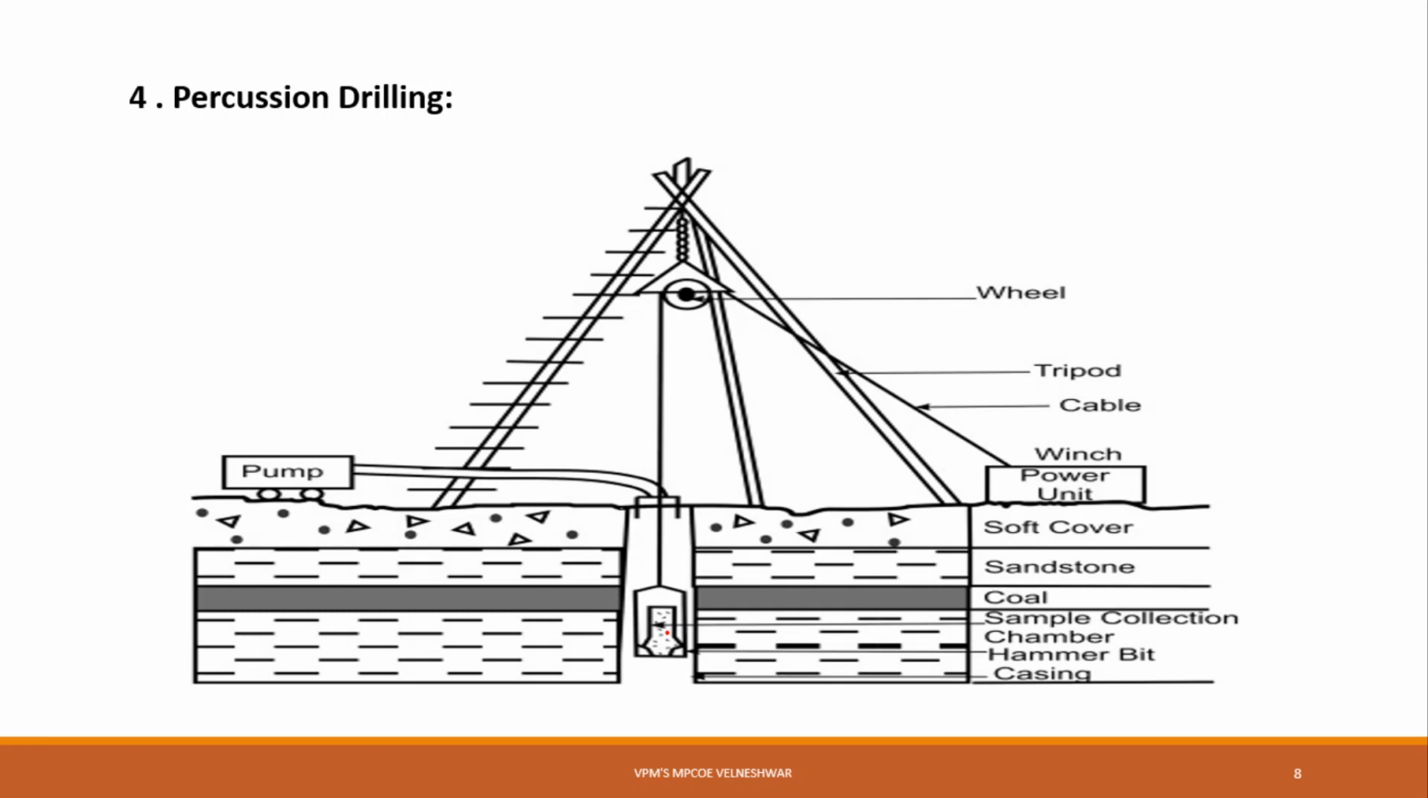This is the hammer, and outside the hammer there is a casing. Then for sample collection, you can replace it with a sample spoon. Then see, these are the different layers of soil. So this is the simple arrangement of percussion drilling.